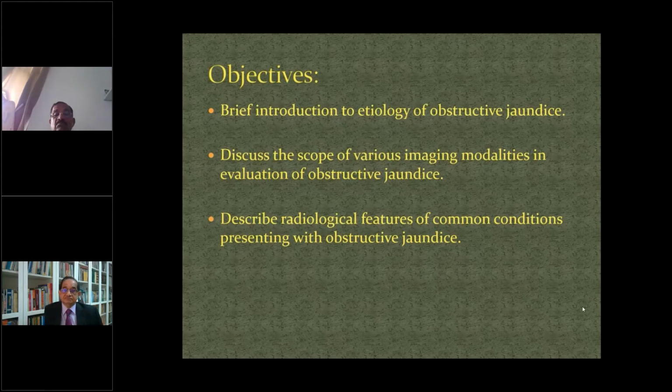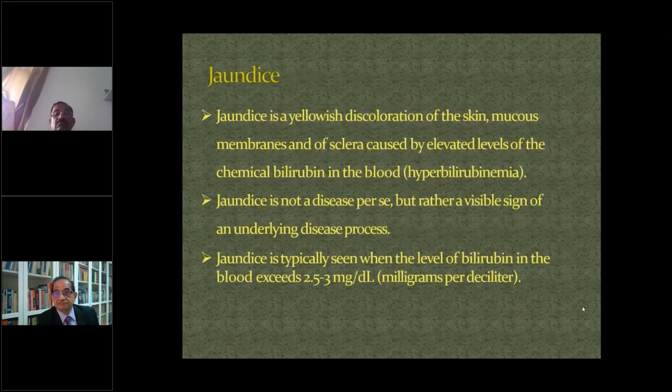So jaundice, as we all know, is a yellowish discoloration of the skin and sclera, which is caused by elevated levels of bilirubin in the blood. And it's not a disease per se, but it's a visible sign of an underlying disease process. And it's typically seen when the level of bilirubin in the blood exceeds 2.5 to 3 milligram per deciliter.